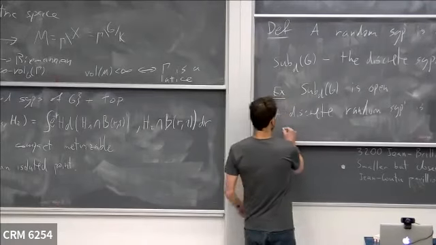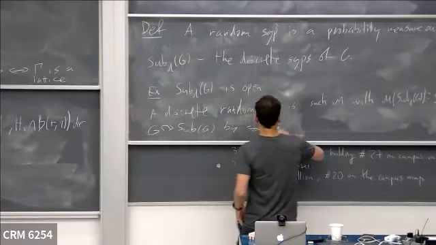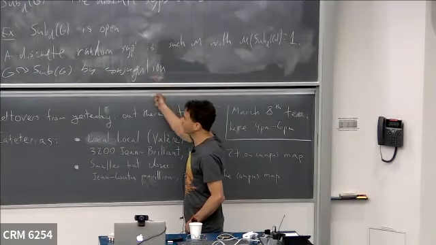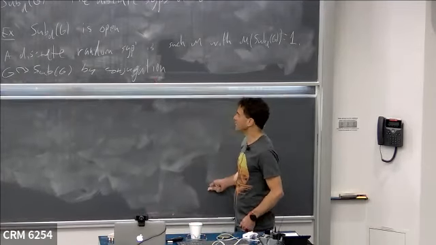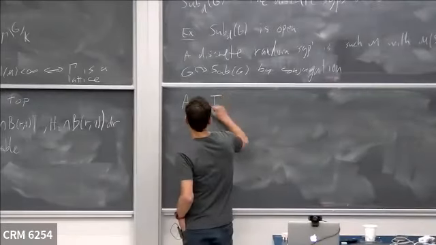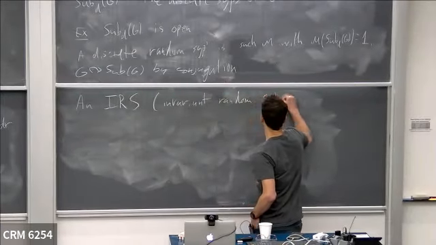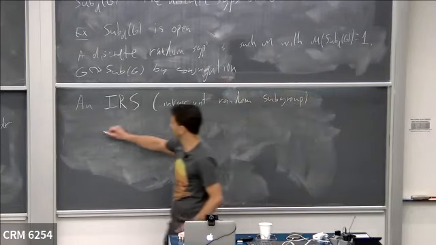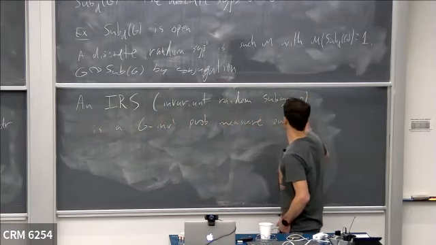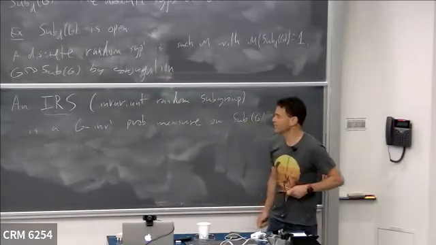Now G acts on Sub G by conjugation. A probability measure which is invariant under this action is what we call an IRS, an invariant random subgroup. An IRS is a G-invariant probability measure on Sub G. IRS became quite popular in the last 12, 13 years.